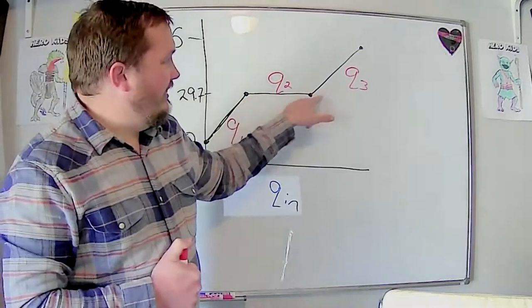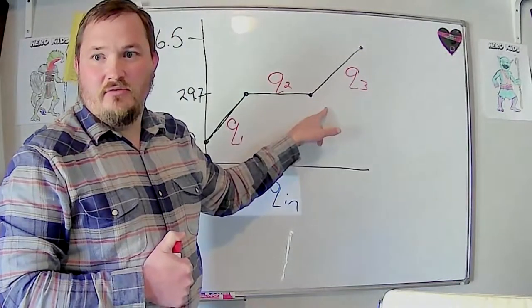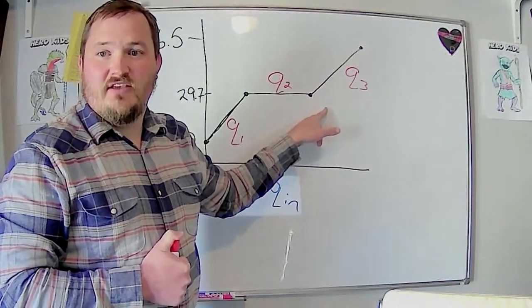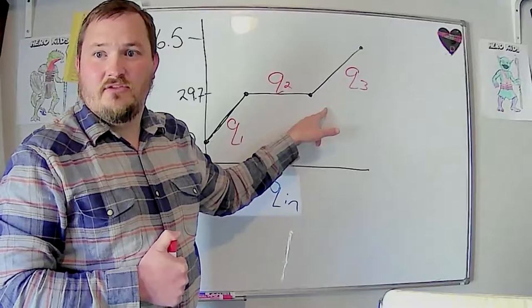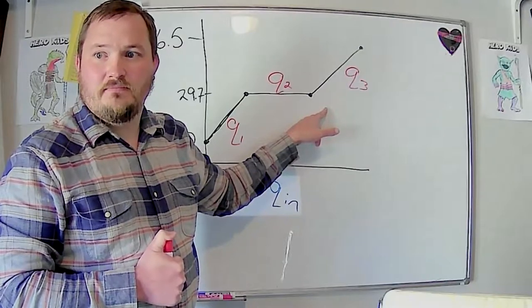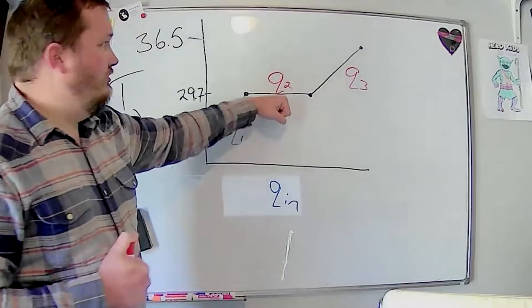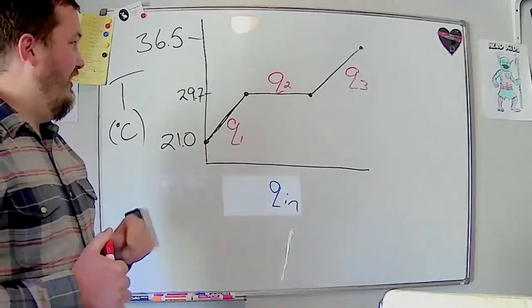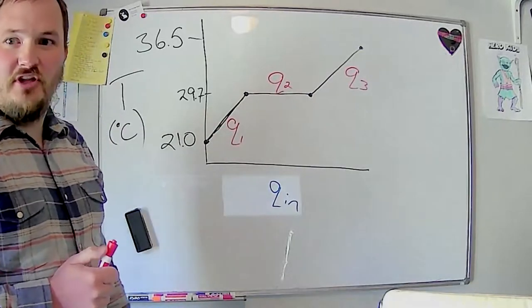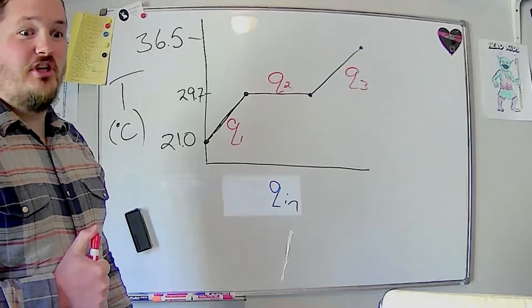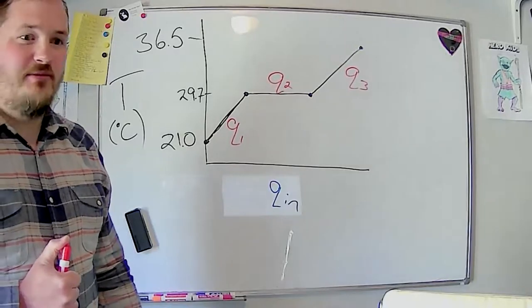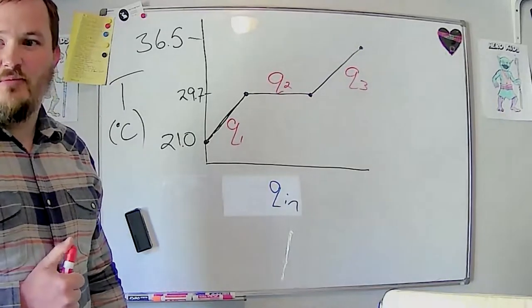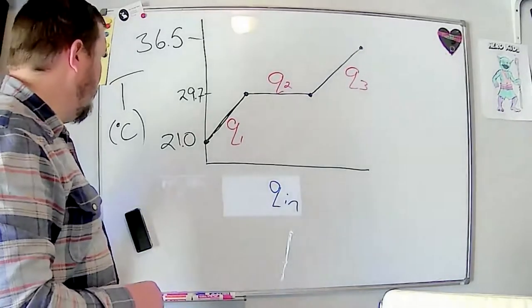Q3 is the same thing. You've got a temperature change that's given to you. You've got a specific heat that's given to you, and you've got a mass. So you plug it into our Q equation. And Q2 is where we're going to use that energy of phase change, so delta H of fusion in this case. We're just going to make the units cancel out. We want grams of gallium to cancel out grams of gallium and be left in joules.